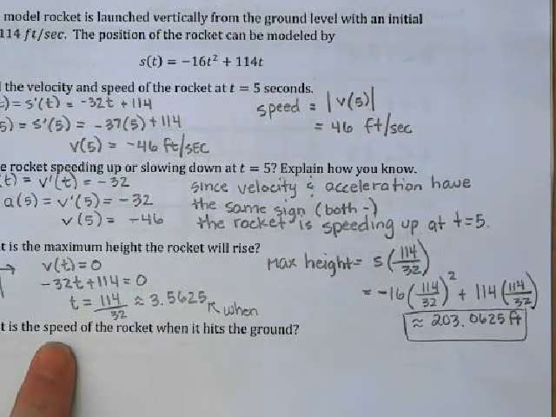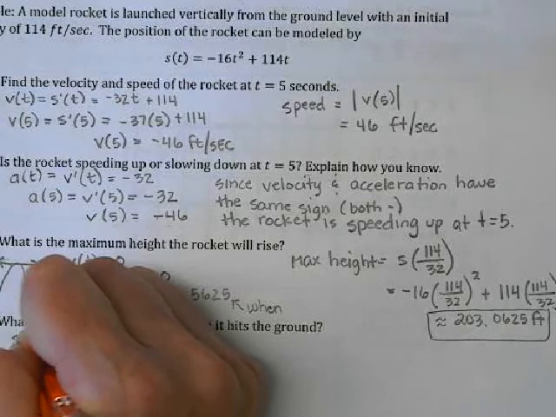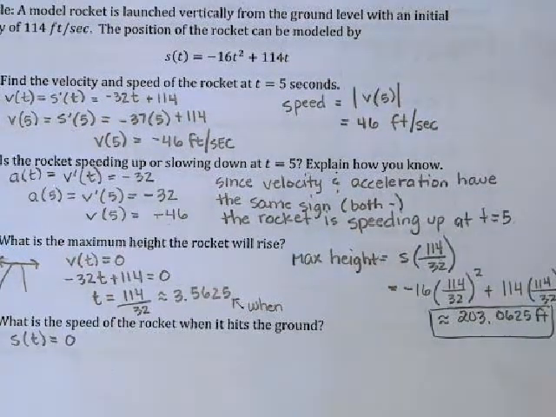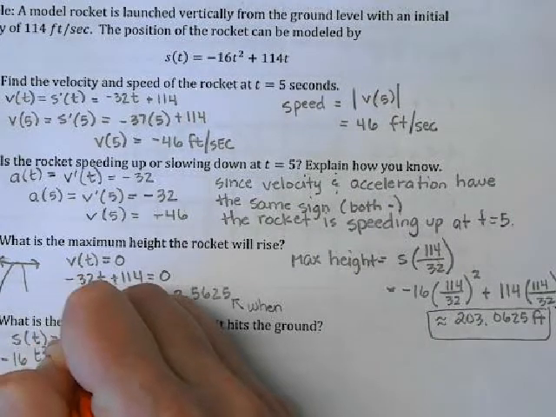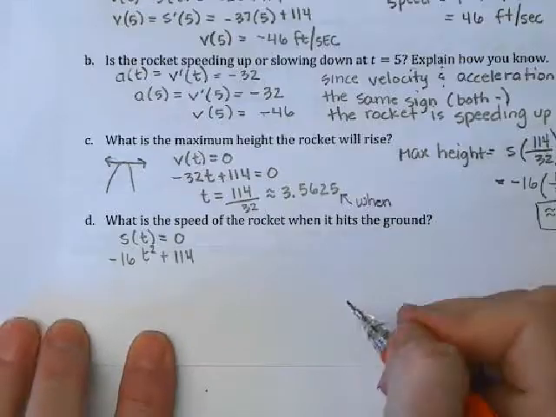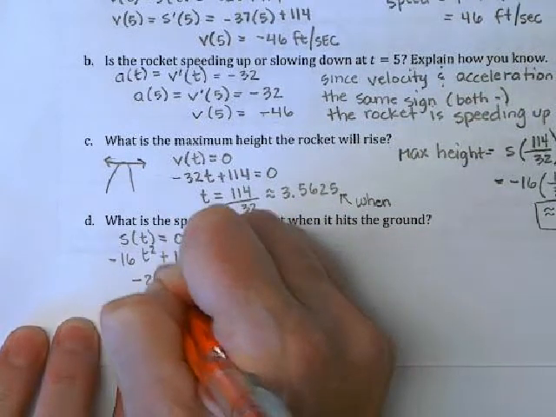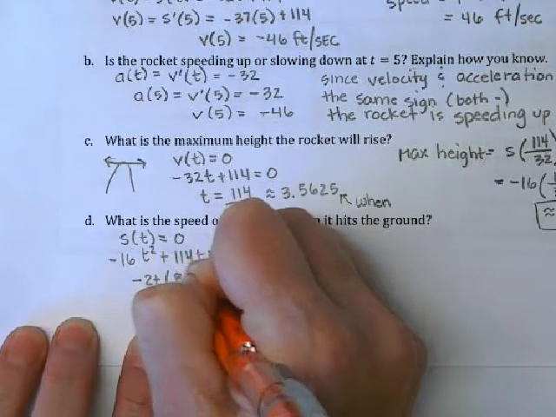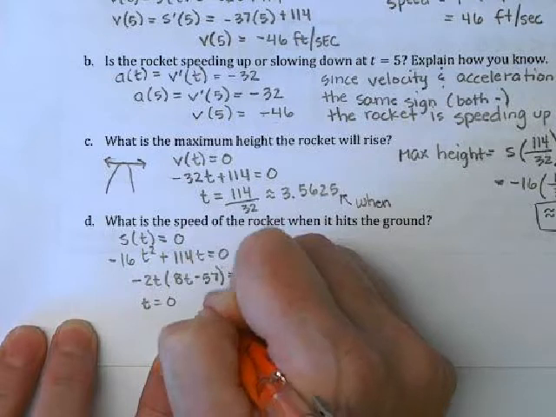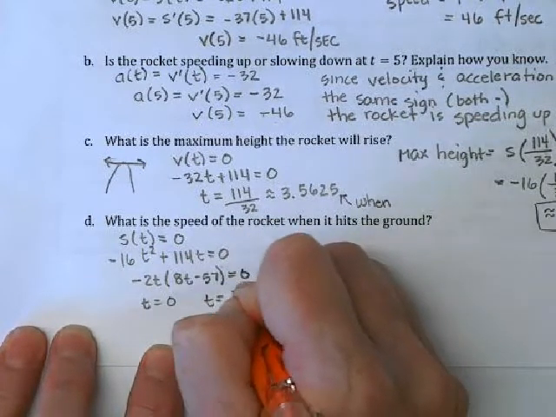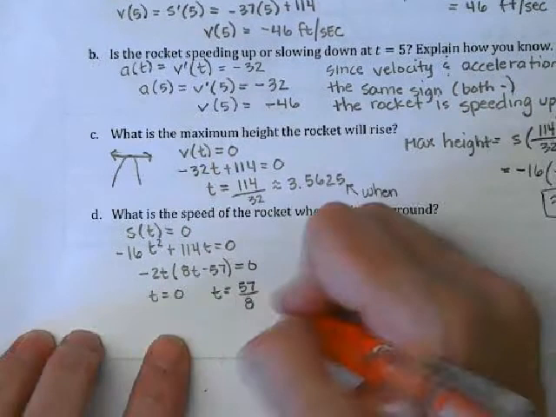Now we want the speed of the rocket when it hits the ground. That's going to be when the position is 0. So let's figure out when that is. Negative 16 t squared plus 114 t equals 0. I'm going to factor out a negative 2t, and that's going to give me 8t minus 57. t is either 0 or t is 57/8. Notice that 0 is when it took off, so 57/8 is when it hits the ground.